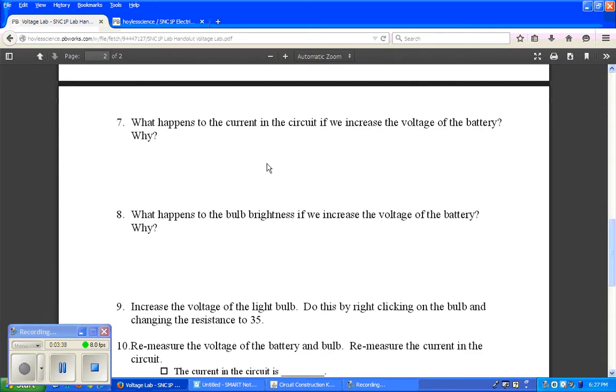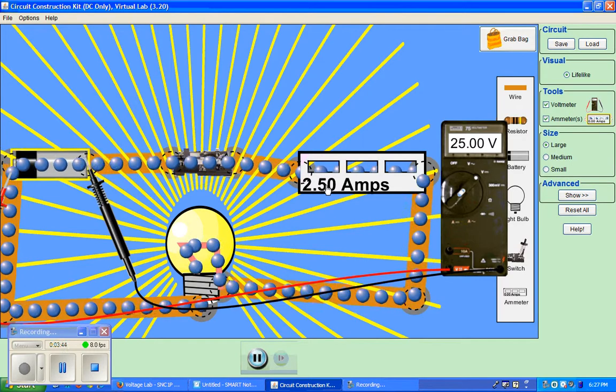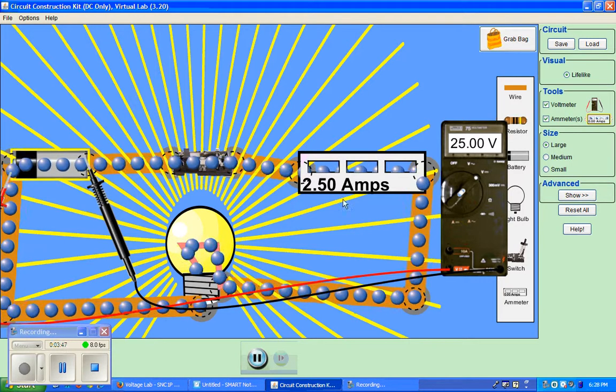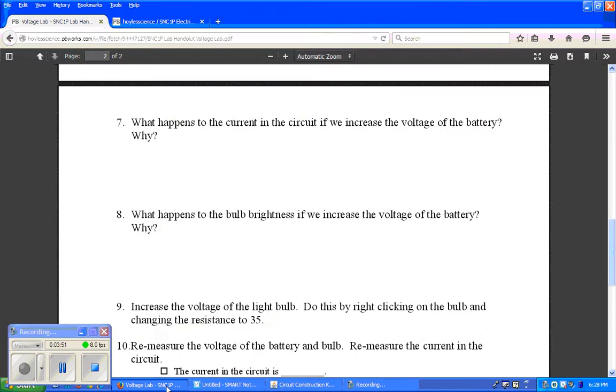Question 7, what happens to the current in the circuit if we increase the voltage of the battery? Well, we saw it go from 0.9 amps to 2.50 amps, as you can see right here. So a greater voltage will increase the current, because if you recall, the voltage is the push or the force that gets the electrons moving through the circuit. And so if there's a greater voltage, there's a greater push, and more current is going to be flowing through the circuit.